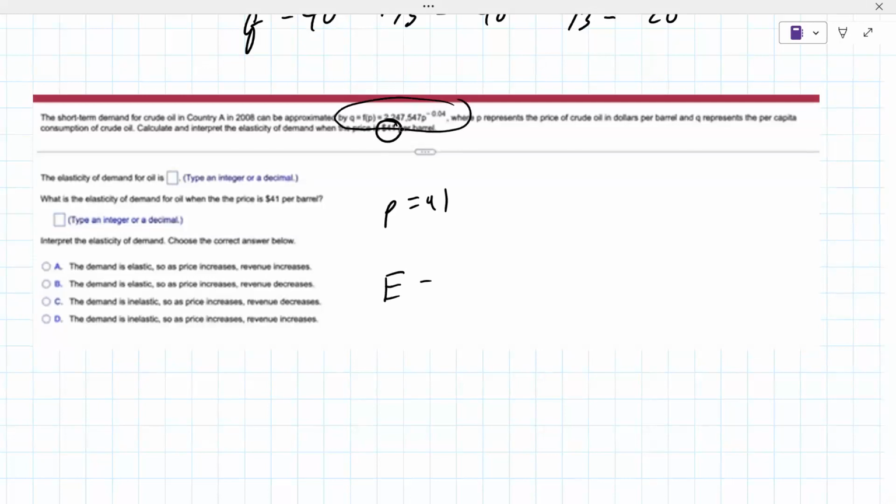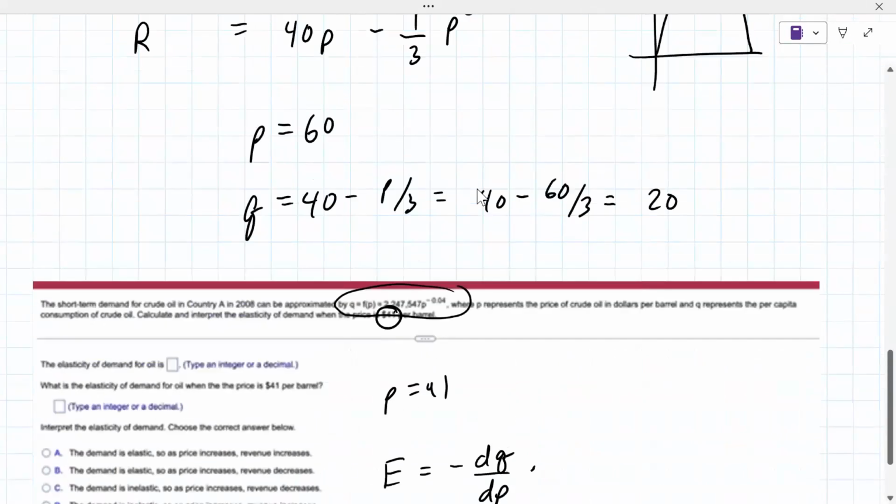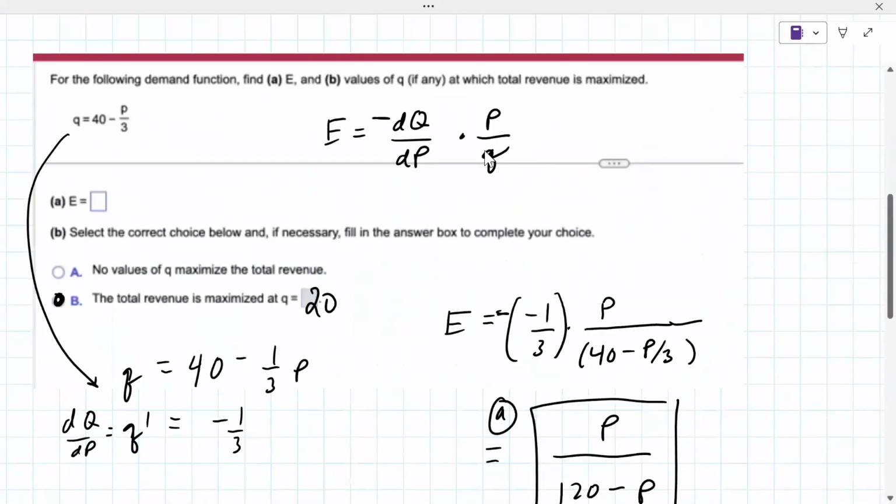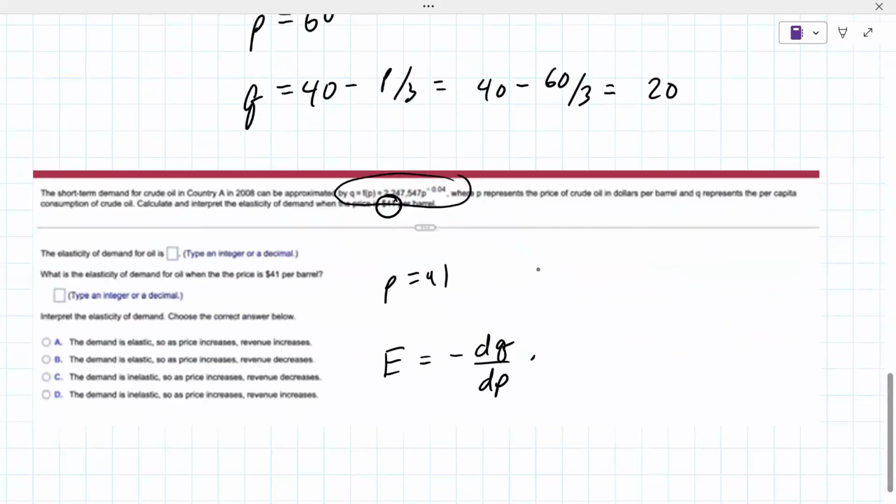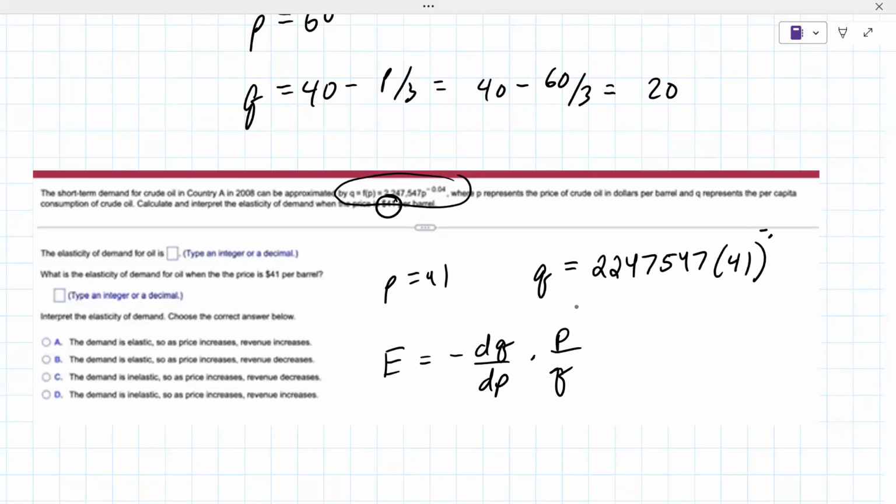So elasticity is minus dq/dp, so the derivative, times p over q. All right, and they give you P, so that P is actually the number you're going to use there. To get Q, you put that P value into the function. 2,247,547 times 41 to the power of minus 0.04. That'll give you the Q value, which won't mean much, but it's a Q value.